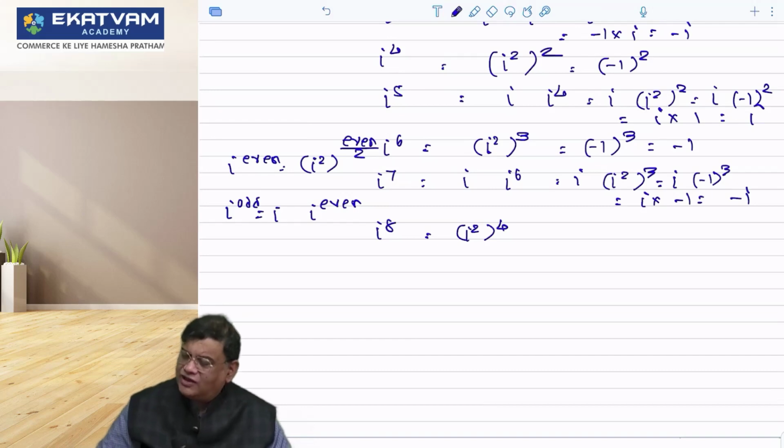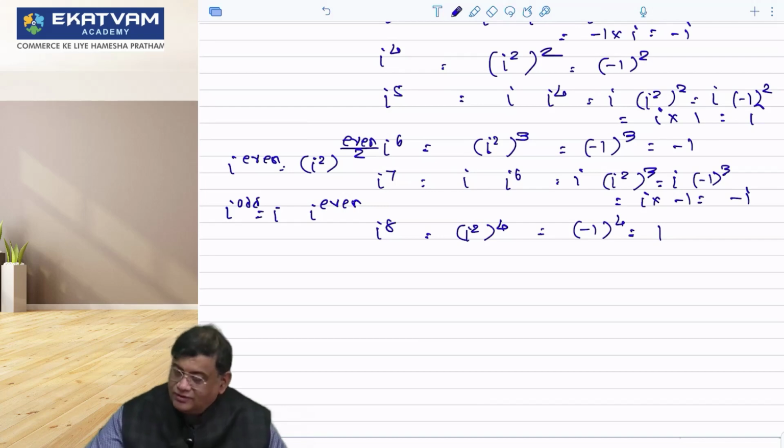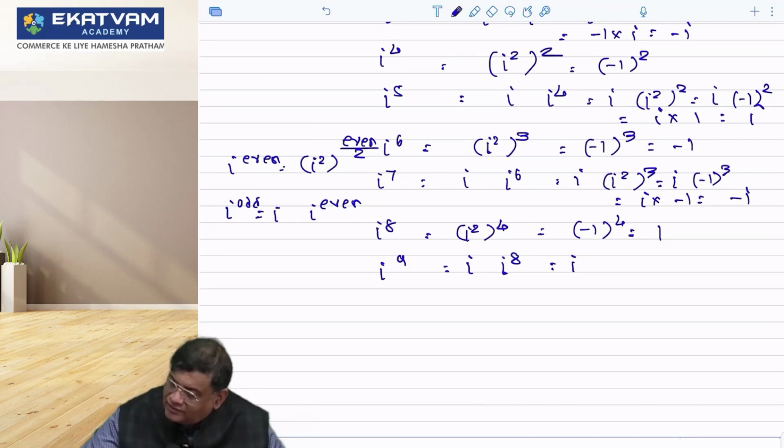मग आता मला सांगा I² raised to 4, व्हॉट इज I²? मग -1 raised to 4, व्हॉट इज -1 raised to 4? 1, +1. मग आता I raised to 9 हा ऑड आहे की नाही? मग एका I ला सेपरेट करा, मग इट विल बी I into I raised to 8. देन दिस इज I, मग I² raised to 4 म्हणजे I into -1 raised to 4 म्हणजे I into 1 which is I.